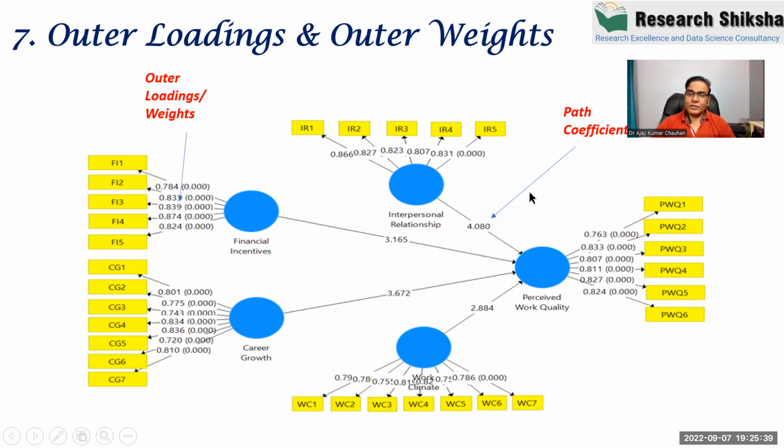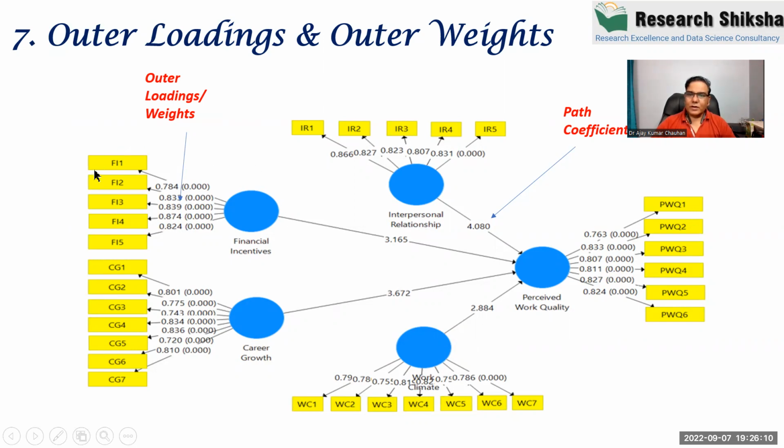So anything which is coming between the blue and blue is representing the relationship between the constructs. And if you see the outer model, the relationship between blue and yellow is represented by the outer loadings. So this is called outer loadings and weights. Now just listen to this sentence very carefully.